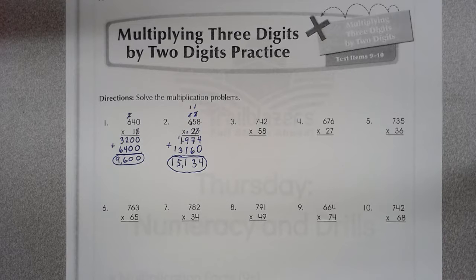I have 742 times 58. Now, as you can see, we always start in the ones place. We always have our digits lined up, and then you add your partial products.